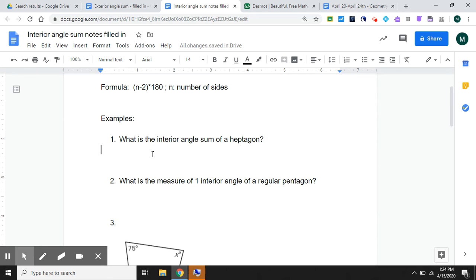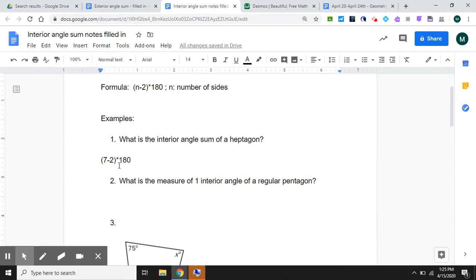So if I'm looking for the interior angle sum of a heptagon, we should remember that is 7 sides. If you don't remember that, go back and look at your notes. You've got it in your notes from the previous day. So I'm going to do 7 is the number of sides, so 7 minus 2, and then times 180.